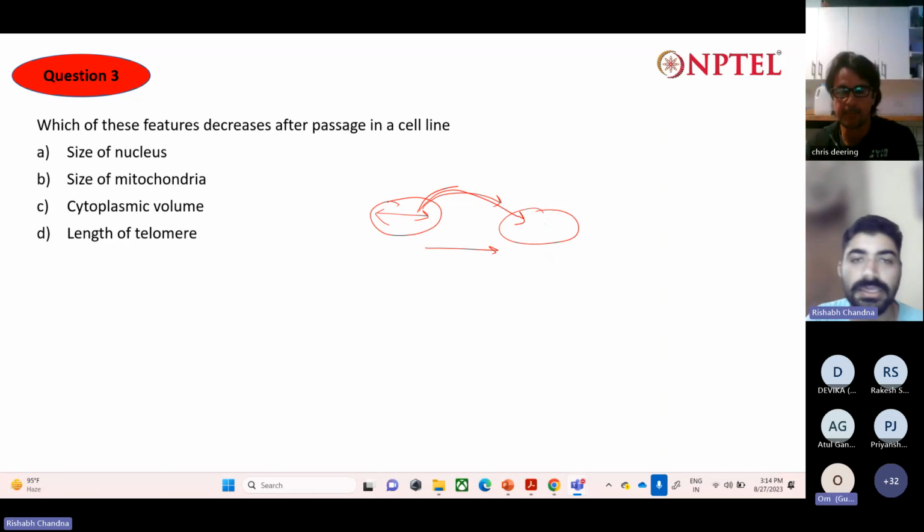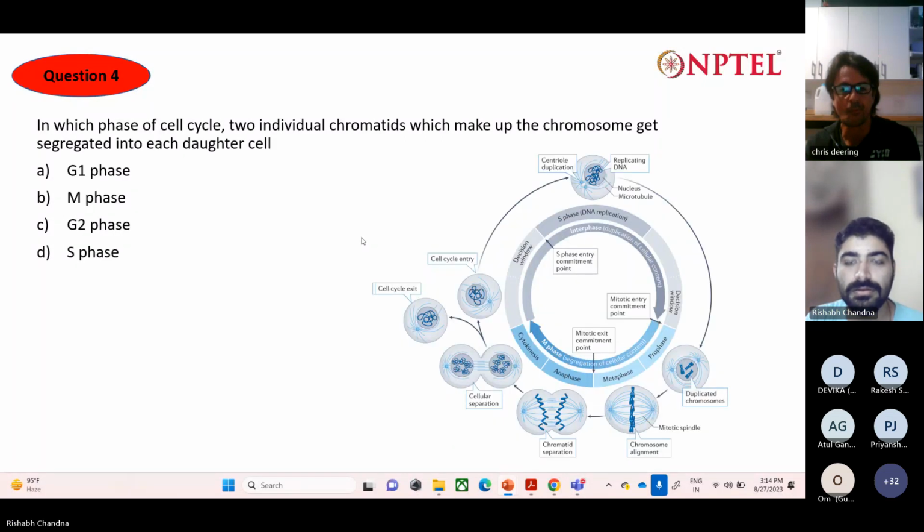Okay. So yes, the correct answer is length of the telomere. Sir, can you explain how?